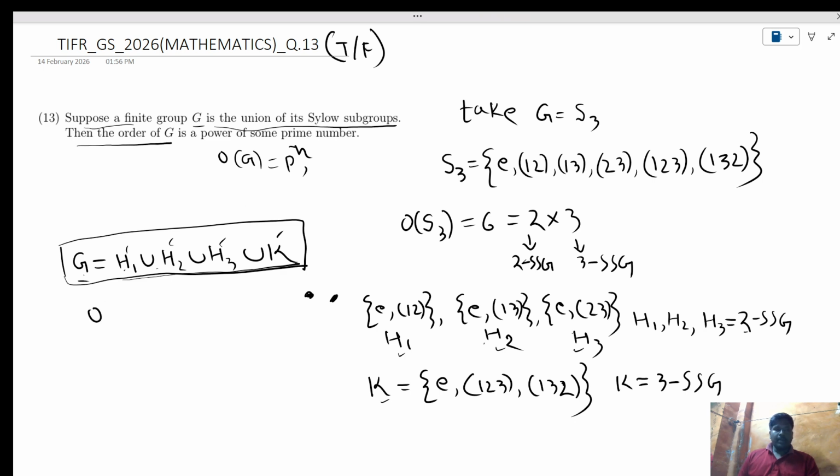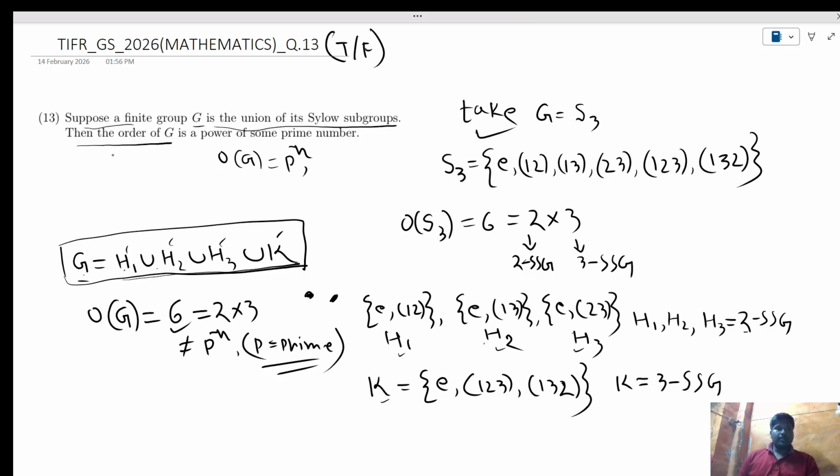No, because here we see that order of G, that means order of S3, is 6, which is 2 into 3. It is nothing of prime power. So this is not equal to p to the power n, as p is prime. So yes, we take a very good example and establish that the statement is false.